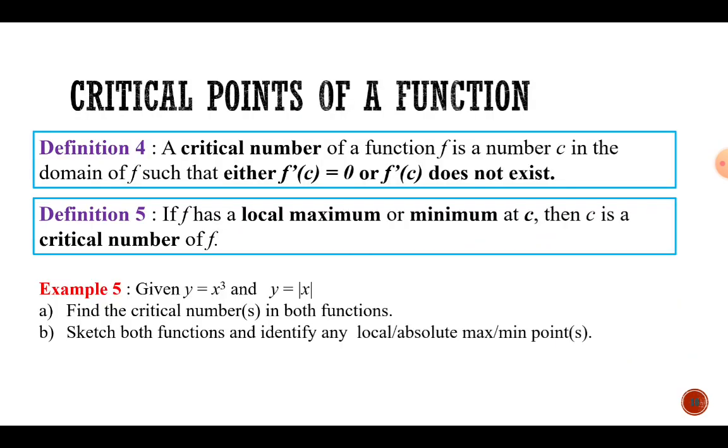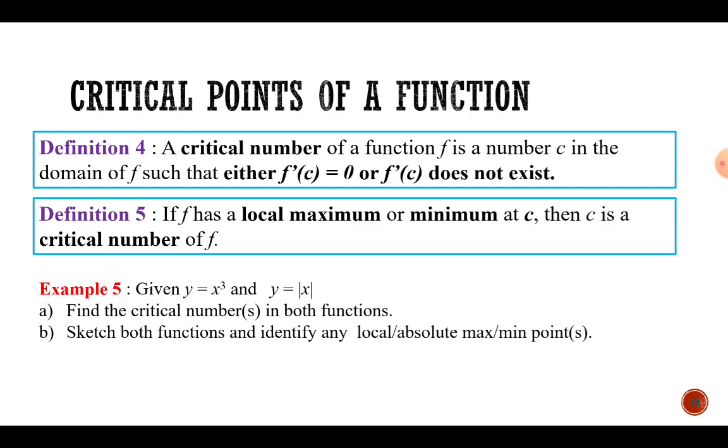But now, starting from definition 4 onwards, we're going to discuss, if the graph is not given to you, how can we identify whether the point x equals blah blah, or the function, has a local maximum or local minimum, or absolute maximum and absolute minimum. So from definition 4 onwards, given the equation or the function without a graph, we are still able to determine whether the function has a local maximum or local minimum.